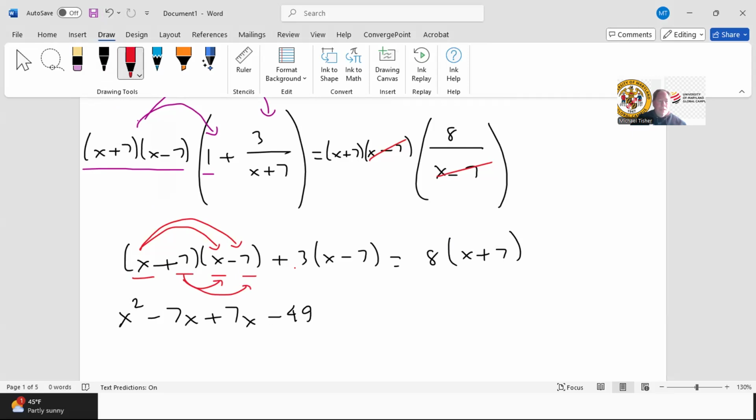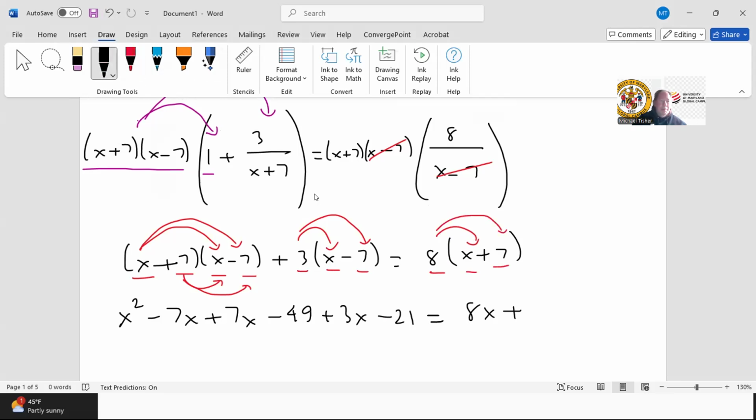All right, now we'll do this one. This 3 times this x is 3x. And we have this 3 times this negative 7 is negative 21. Equals. Now we have this one. 8 times this x is 8 times x, or 8x. Plus 8 times 7 is 56.